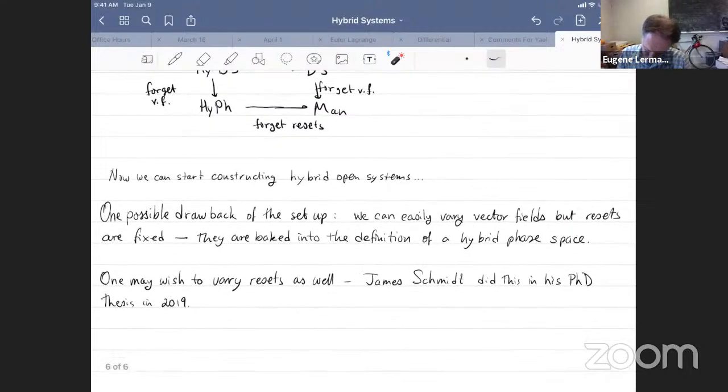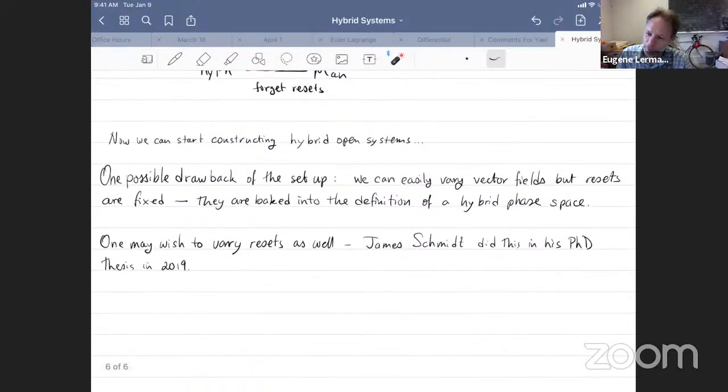So James Schmidt, who was my student, was not happy with what I was doing. It's the best kind of student one can have. And so he thought very hard about how to make the resets vary as well. And that's in his PhD thesis from 2019. It's in the archive. So if you Google James Schmidt or look at our joint paper and then click on his name, you'll see his thesis. And you can see how he does that. And I'm going to stop here, if that's okay with David.